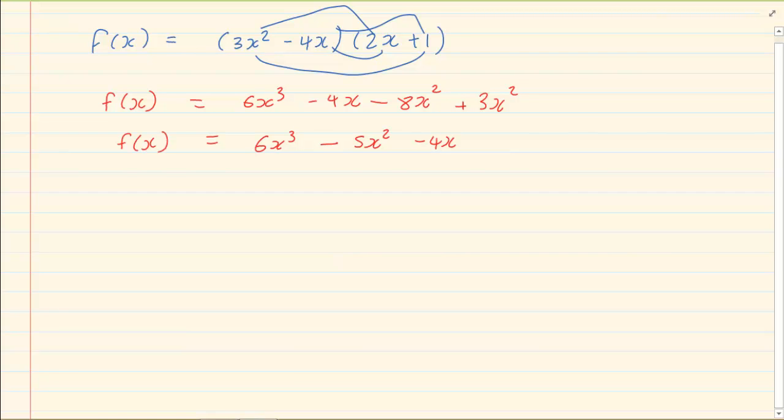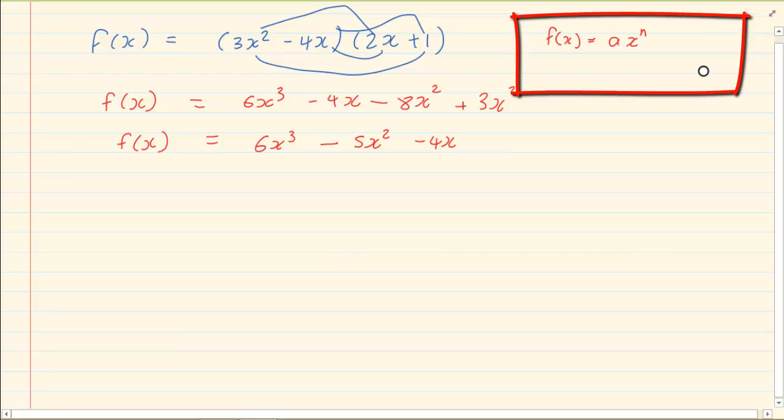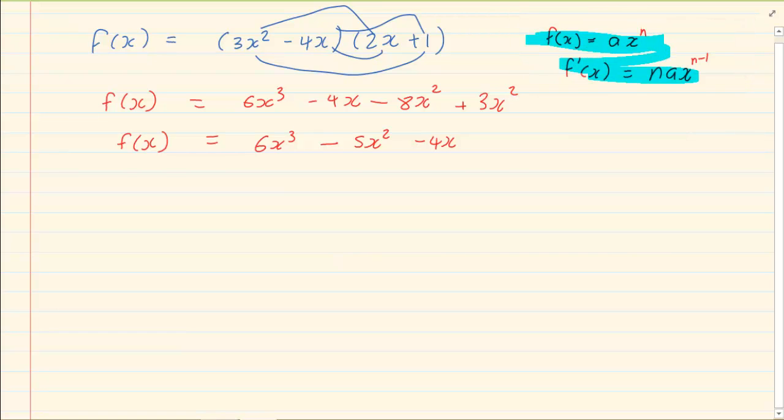But now you haven't yet done the derivative. Now you're going to apply the rule: ax to the power n, then the derivative is equal to nax^(n-1). So this is the rule that we are going to apply. So we're starting with this, bringing it in front. We've got 3 times 6, and then we've got x^(3-1).